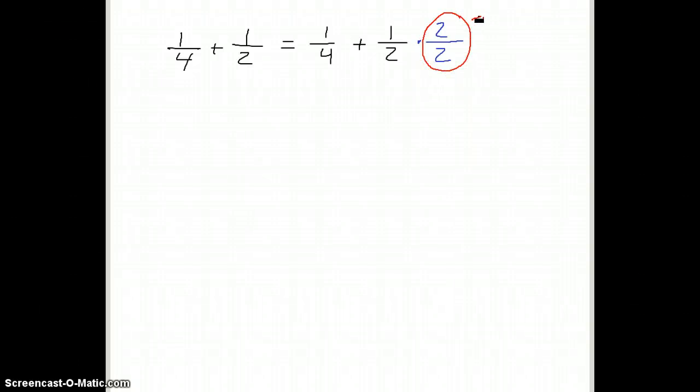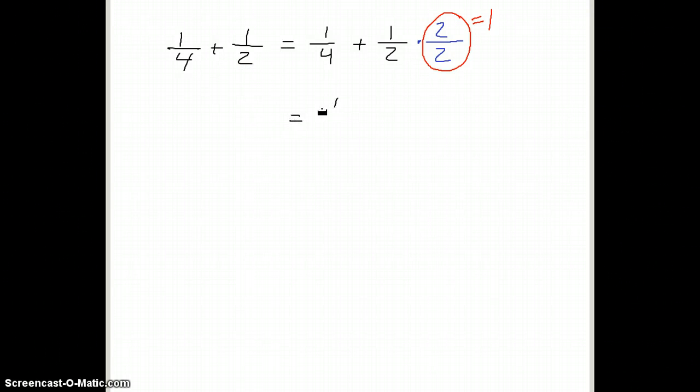In this problem, 1/4 plus 1/2, I already have the 4 in this denominator, so I have 1/4, and I'm going to change this 1/2 to a 4. I need this 2 to become a 4. Well, the only way 2 can become a 4 is if I multiplied it by 2. If I multiply this by 2, I need to multiply the top also by 2, because this entire number that I'm multiplying has to equal 1.